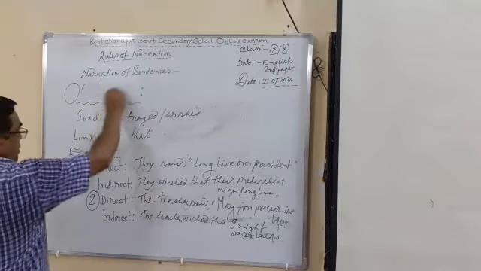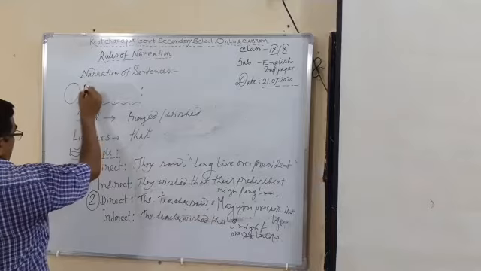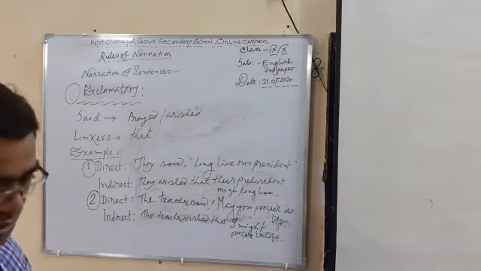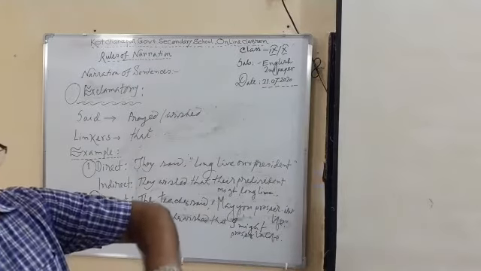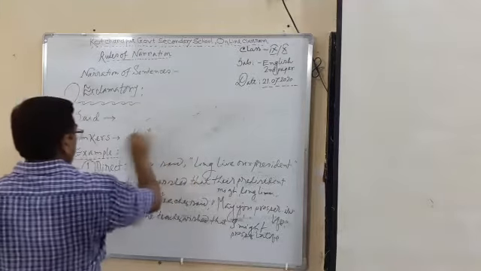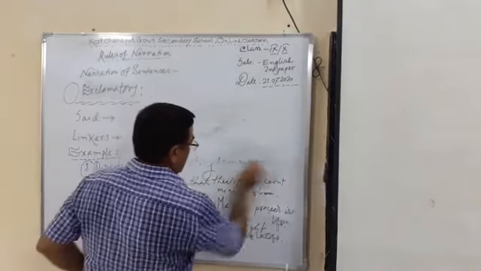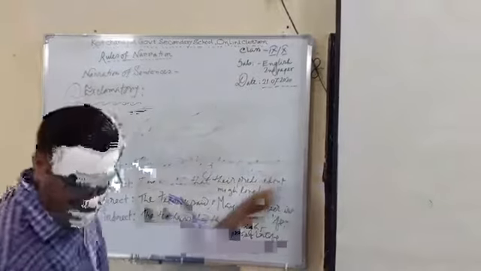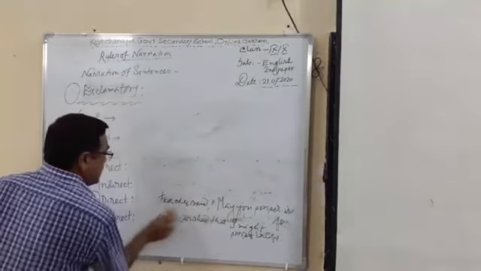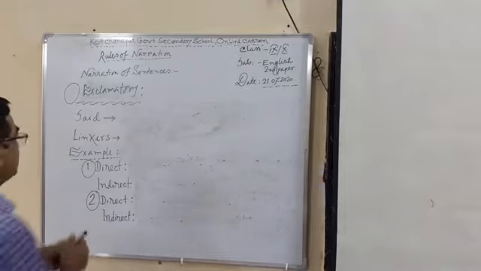Exclamatory sentence. When we get an exclamatory sentence while changing from direct to indirect, we have to use exclaimed with joy and exclaimed with sorrow instead of said, and that as the linker. Okay, as linkers.